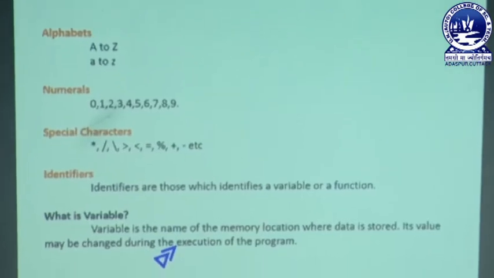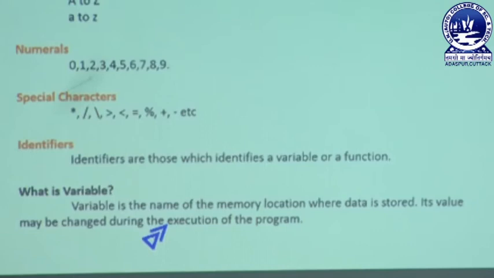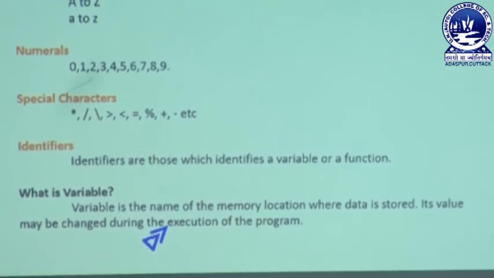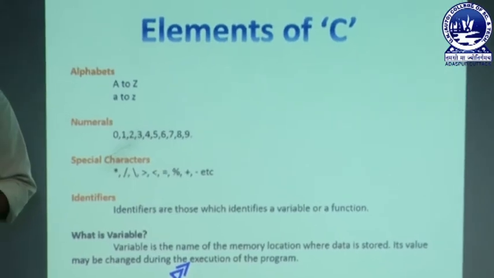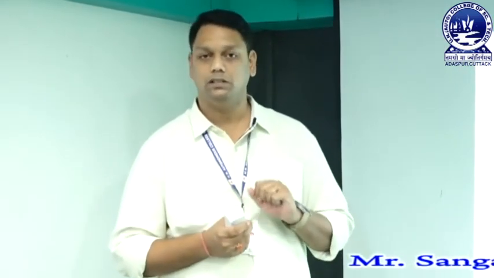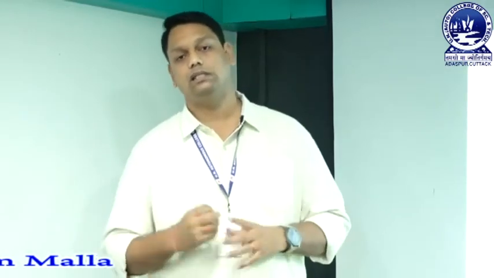A variable is the name of the memory location where data is stored. Its value may be changed during the execution of the program. When someone asks you what a variable is, it is simply the name of a memory location. Whenever we store something, it gets stored in a variable. But why do we call it a variable? Because its value may change during the execution of the program.